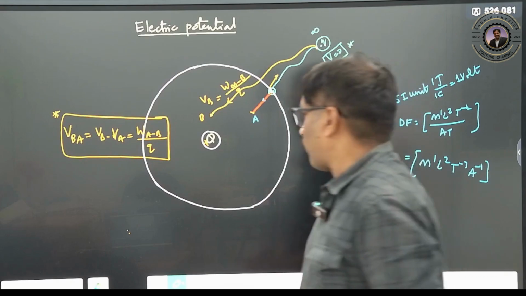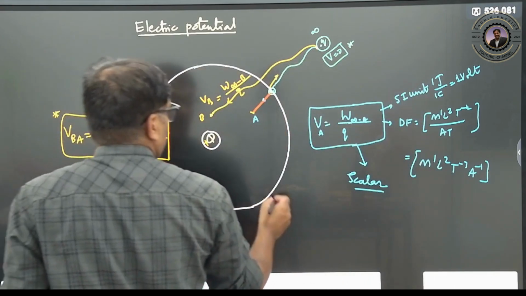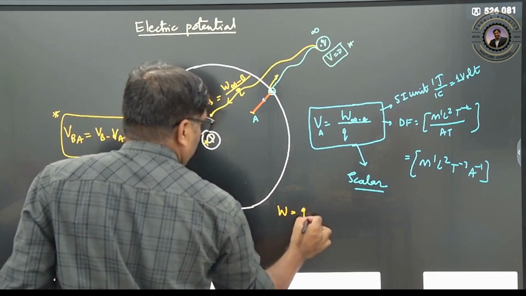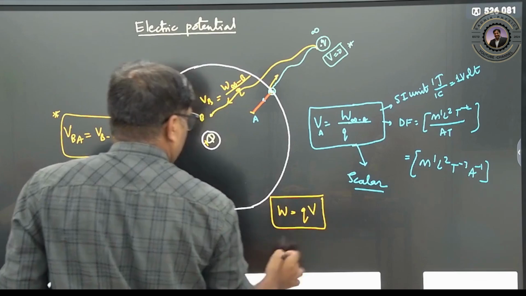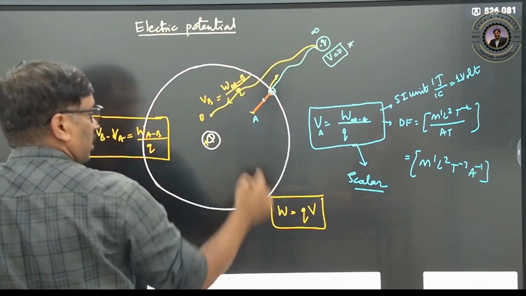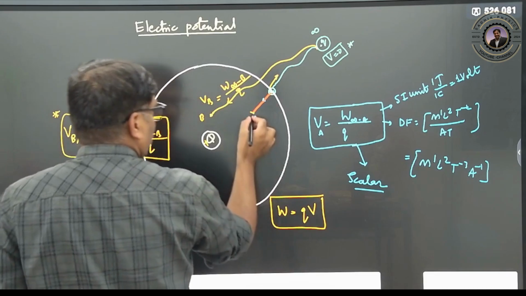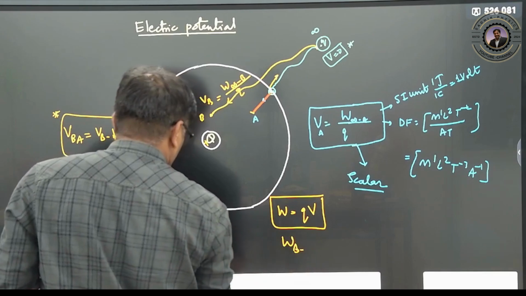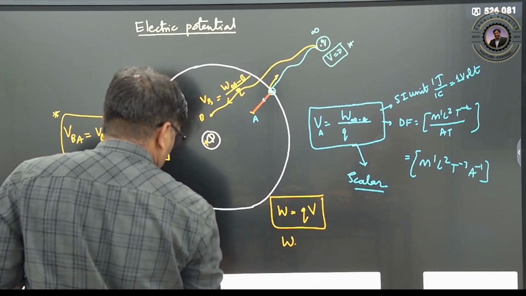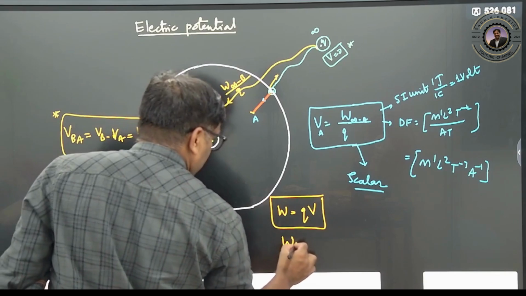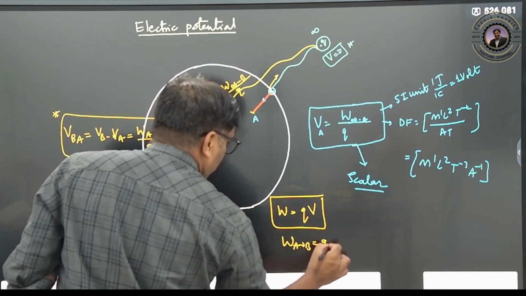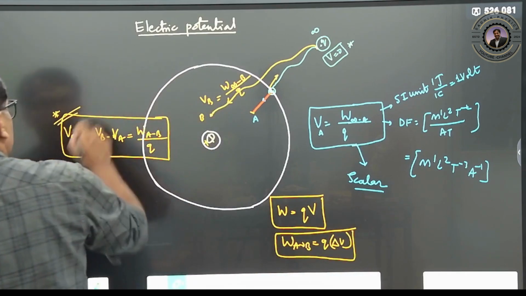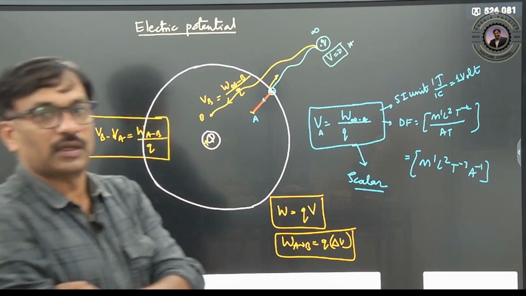And one more important formula we can rewrite: the work done to bring the charge from infinity to a certain point is equal to Q into the potential at that point. If we want to move from this point to this point, the work done to move from A to B is Q into the potential difference, whatever potential difference we calculated here. That we have to use.